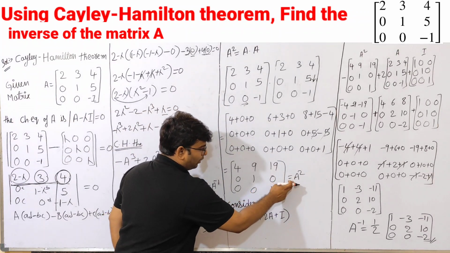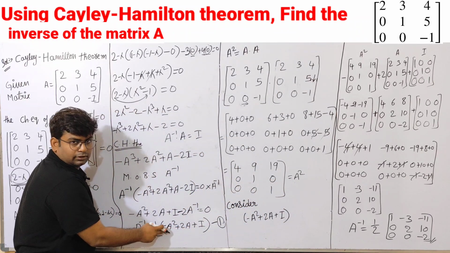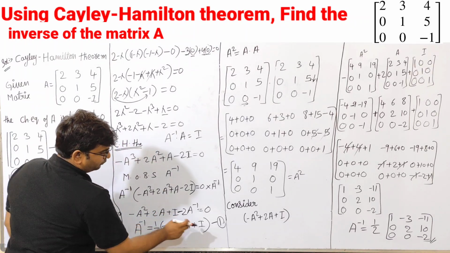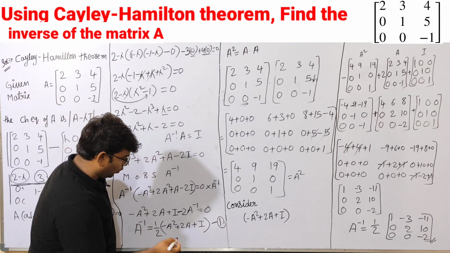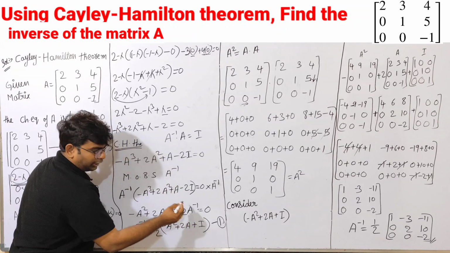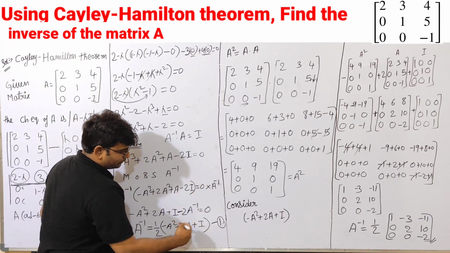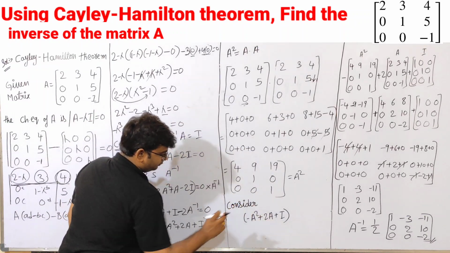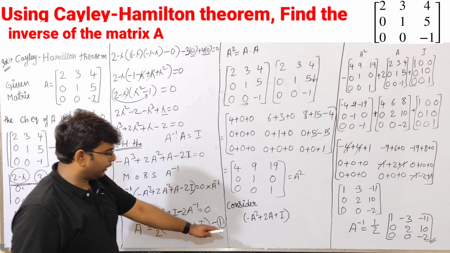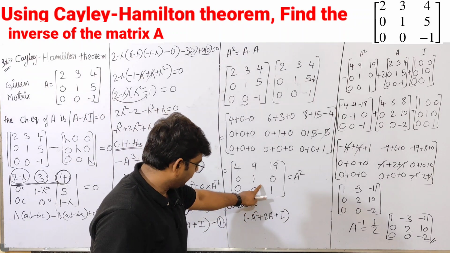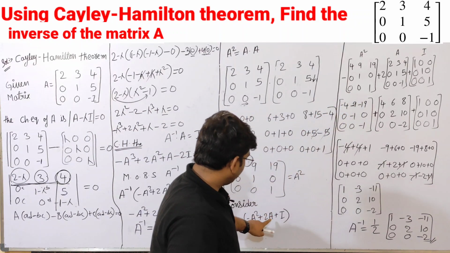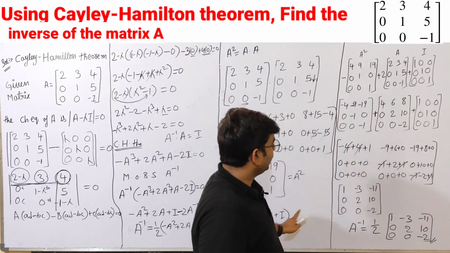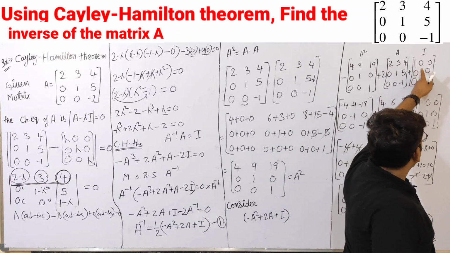Now, this A square value, we have to substitute in this, right? And the A value also, and the I value. For that, I am considering only this value and solving it separately. That's why I am considering minus A square plus 2A plus I that I have taken here. Okay. Now, what is the A square value? This is the A square value. Substitute in this A square. What is the A value? This is the A value I have taken here. And what is the I value? I is the identity, diagonally 1 1 1.